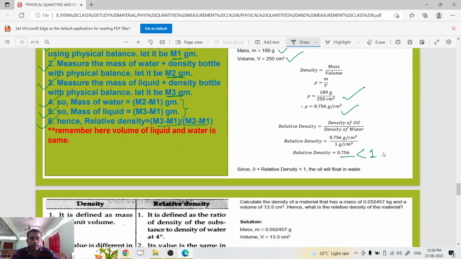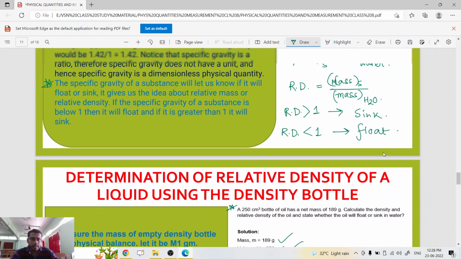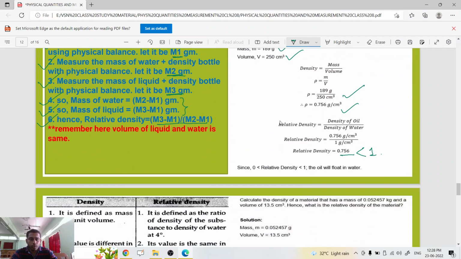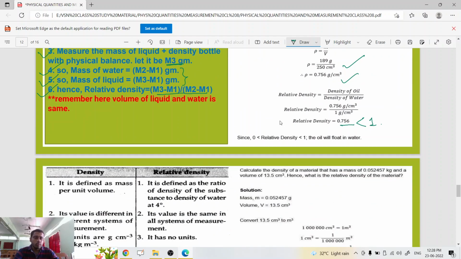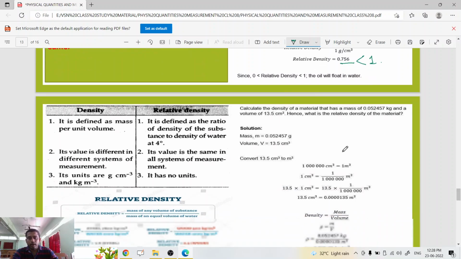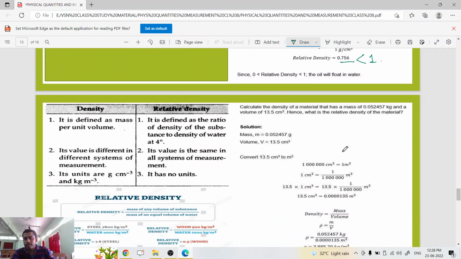in water. Okay, because in the previous slide I discussed that relative density greater than 1 means sink, and relative density less than 1 means it will float. Okay, now we move to our next part, that is what is the difference between density and relative density.